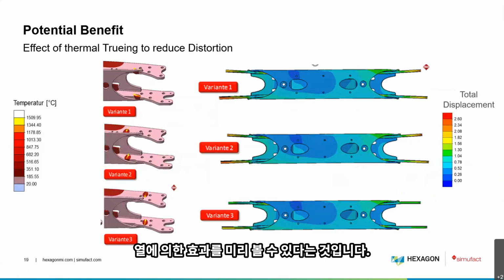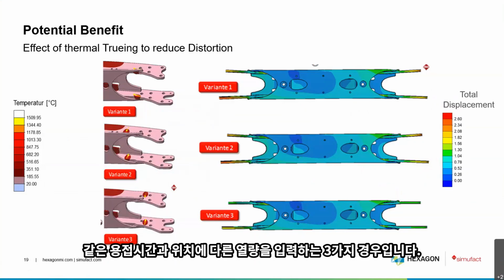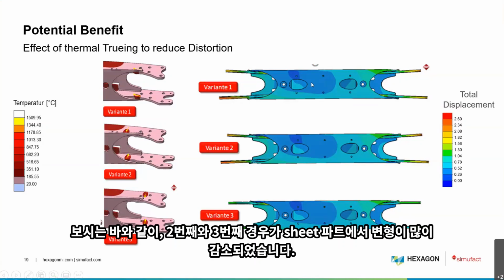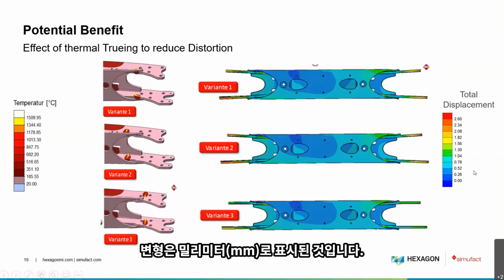A further potential benefit could be the effect of thermal truing. That means to bring in controlled heat, and this is done by welding equipment, to bring heat in at very well-defined locations at a controlled point of time, in 3 different variants. And you see here that going from variant 1 to variant 3 strongly reduces the total displacement, that means the distortion of these sheet parts at the end of the overall structure. You see here the total displacement in millimeters being listed.